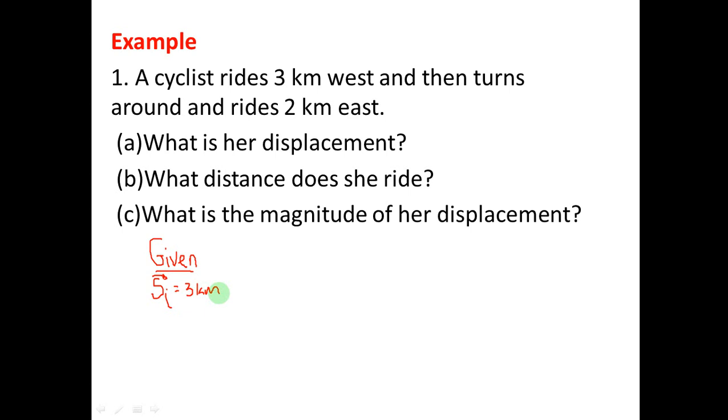And then she turns around and rides 2 kilometers east. So the final displacement is 2 kilometers. 2 kilometers to where? To the east. The first 3 kilometers is to the west. So A, what is her displacement?